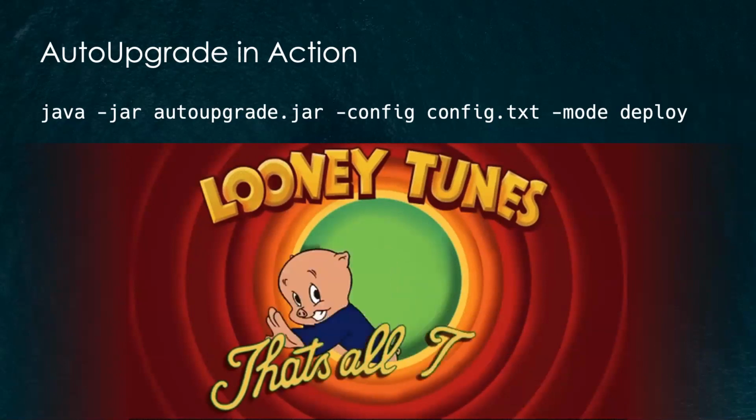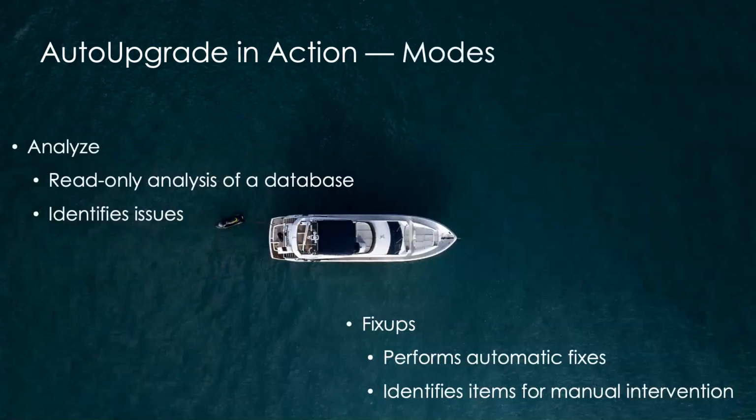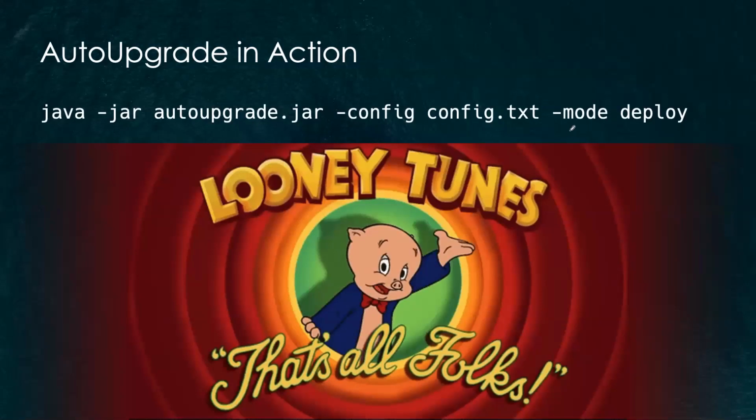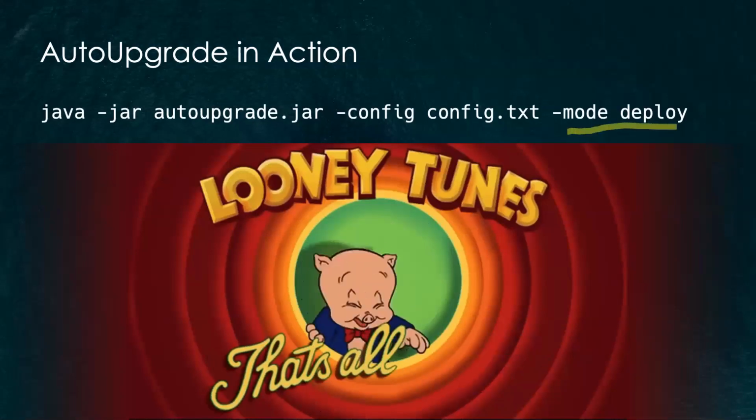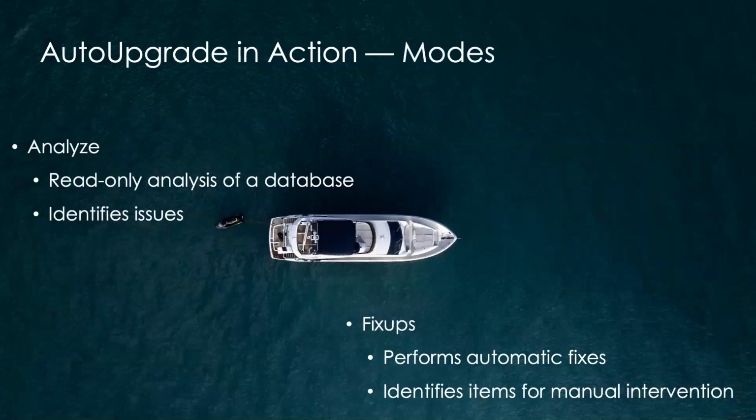Well, let's take a look at a couple features of Auto Upgrade. And the first are its modes. It has 4 modes. And if we go back here and we take a look, we see this mode of deploy. That's one of the modes. But we have 3 other modes as well. We have an analyze mode. Analyze goes and does a read-only analysis of a database. It's a non-destructive process, and it's going to go out and identify any issues and report those issues for you so that then you can fix them manually.